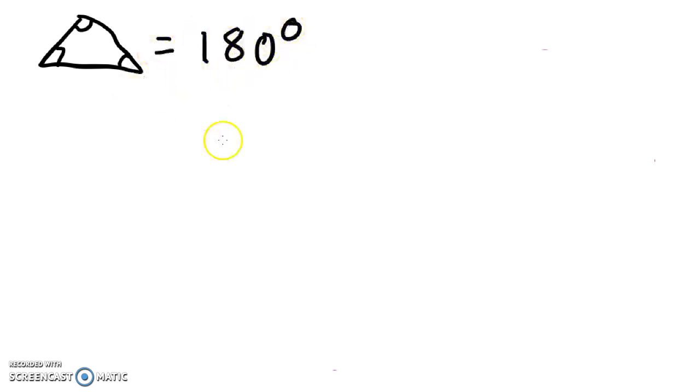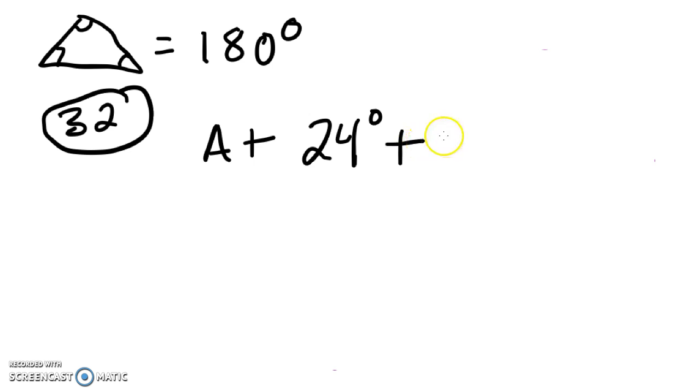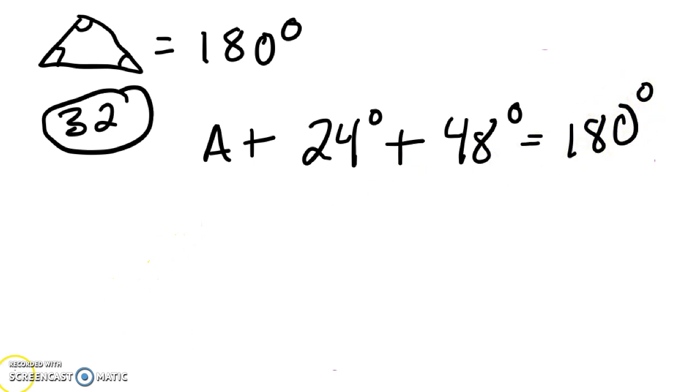triangles. Okay, remember that the book teaches you that when you do a triangle, all the angles. This is how we draw the angles. All the angles have to equal 180 degrees. Okay, so all of your formulas for this one will be like, let's take 32 for example. It would be A plus, and then B says it's 24 degrees, plus C, which it says is 48 degrees, equals 180.